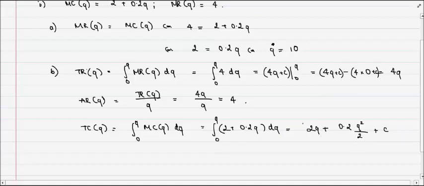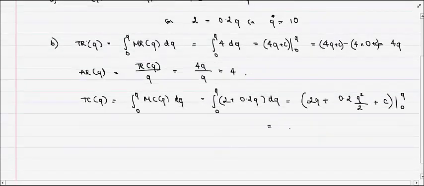This is evaluated from 0 to q. Remember, this q is the value and this is the variable. If I substitute the value q into the variable q here, I get 2q plus 0.2 divided by 2, which is 0.1q squared, plus c, and minus what I get when I substitute 0, which is 0 plus c. So that gives me 2q plus 0.1q squared.